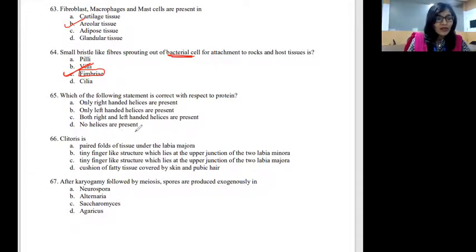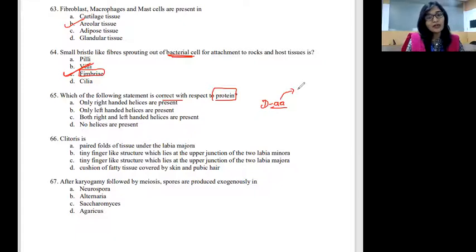The next one. Which of the following statements is correct with respect to proteins? Yes, remember carefully, in our body, we have L amino acids, which means they will always rotate in the right direction. Amino acids make up proteins, and ultimately the right-handed helix is present. So it's option A. Alpha helices are right-handed helices.